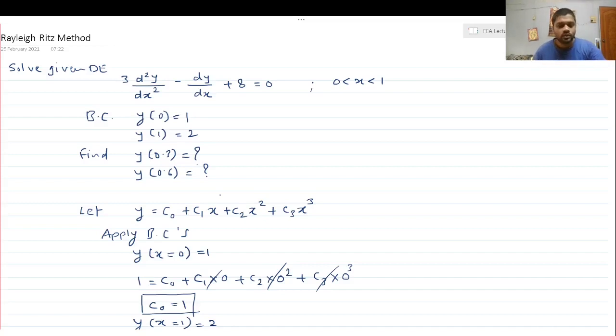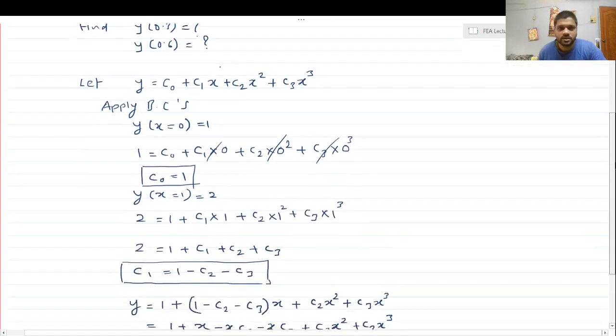Hello friends, today we will see the weak form type Rayleigh Ritz method, and for that method we have taken the same example which we saw in the last lecture, that is 3d2y by dx square minus dy by dx plus 8 equal to 0 within this limit, and we have all boundary conditions pertaining to primary variable, that is Dirichlet boundary conditions or essential boundary conditions. So y at x equal to 0 is 1, y at x equal to 1 is 2. We need to identify the values of y at these different x values. So y at x equal to 0.3 and y at x equal to 0.6.